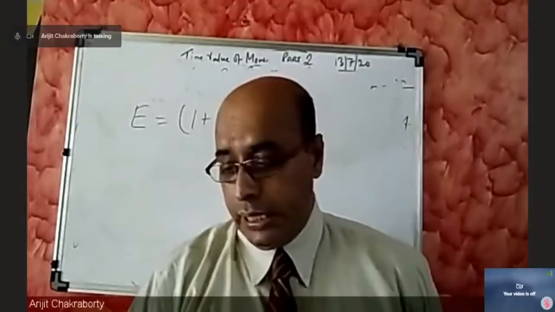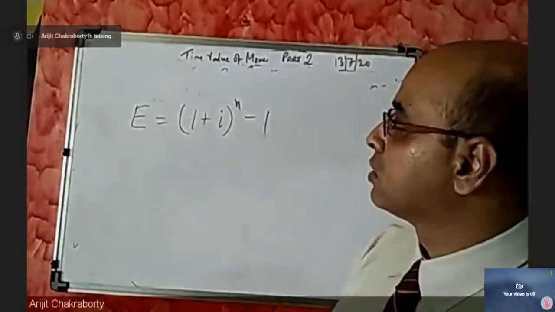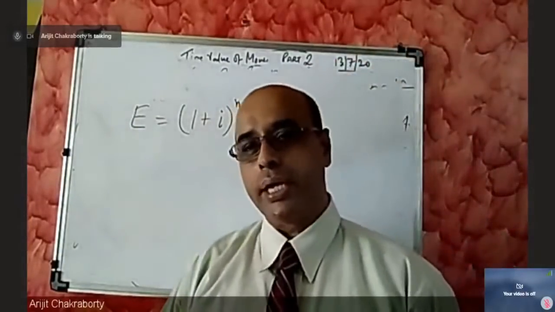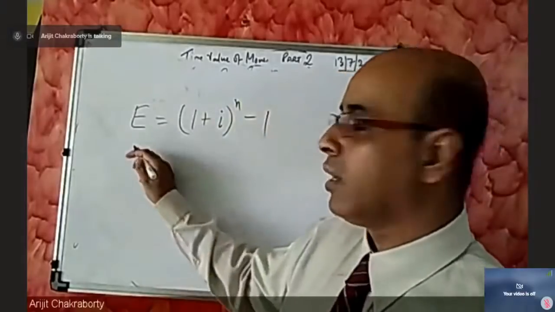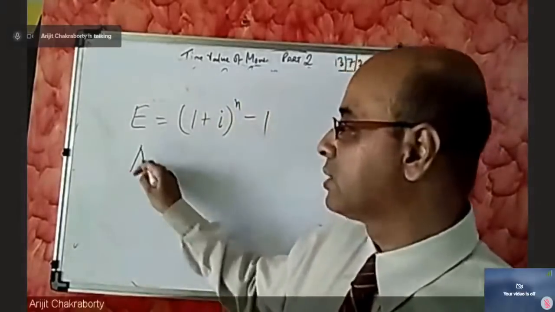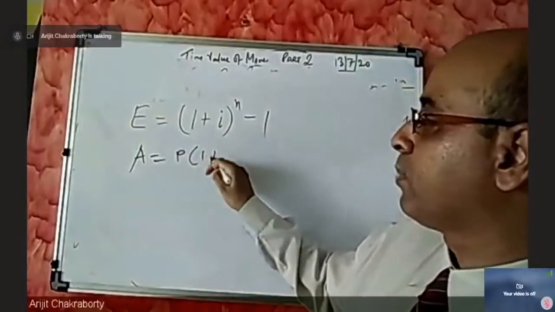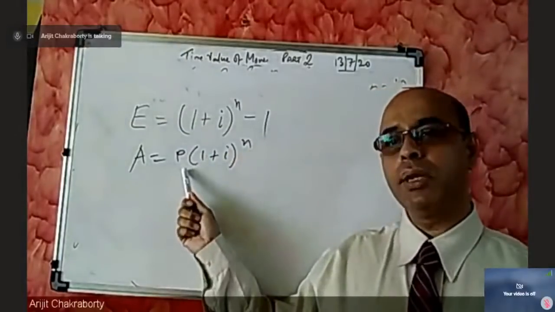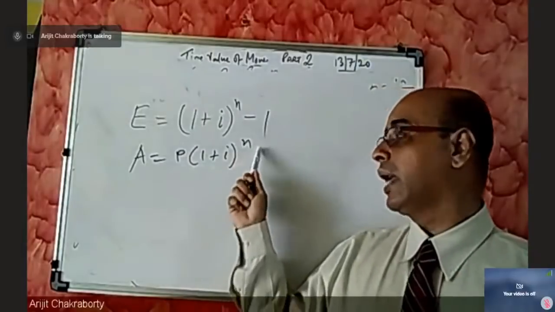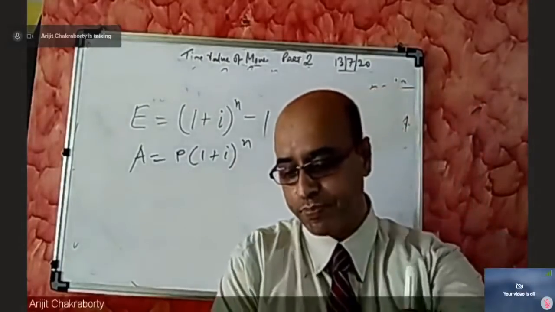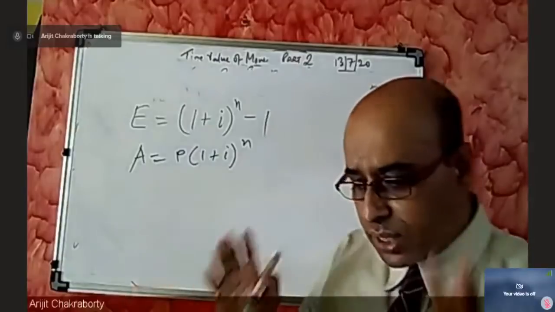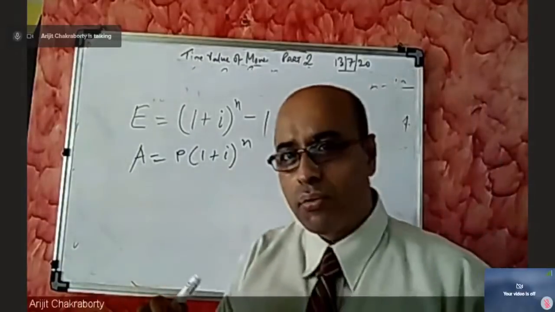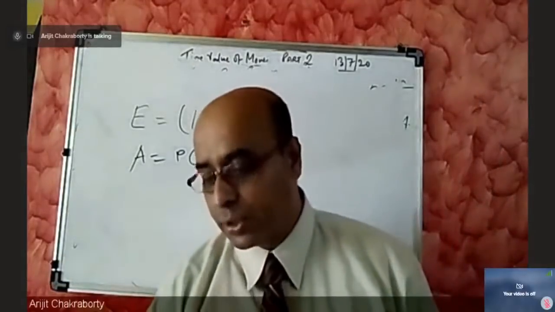Next we go to the concept of future value. We have seen the formula for compound interest: A is equal to P into (1 plus I) to the power n, where P is the principal, I is the interest rate and n is the number of conversion periods. Now we slowly go to the concept of annuity.